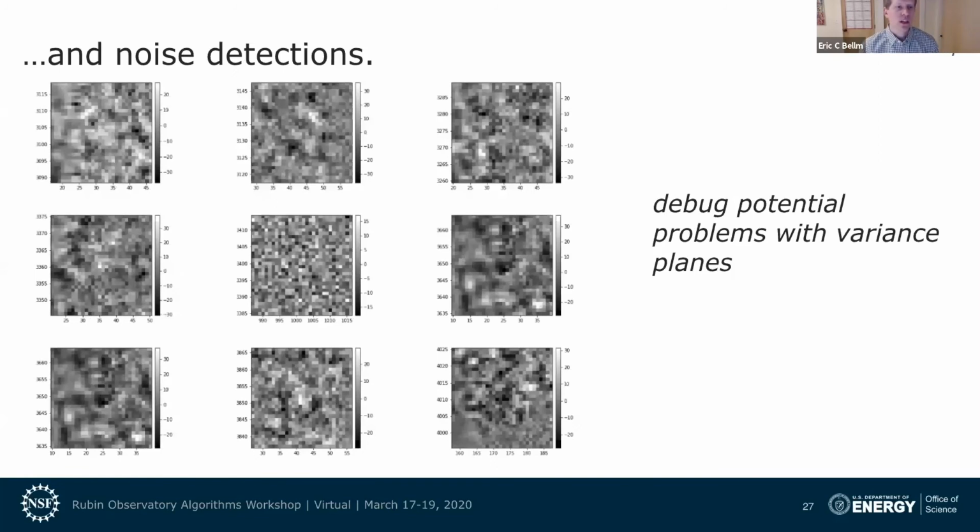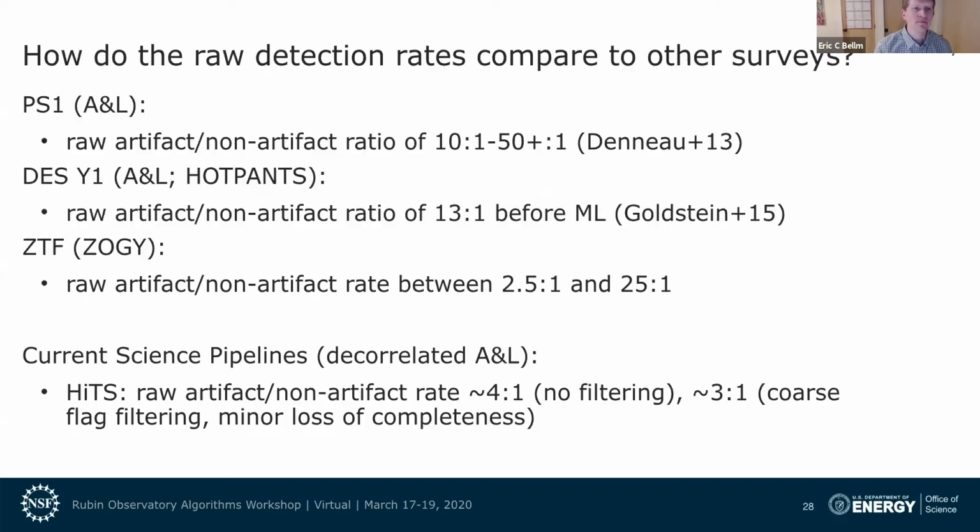And then there's a surprising number of detections where you look at the cutout and you say there's nothing there. So you can sort of see some maybe interpolation or background shifts in these cutouts. So this is something where we need to dig in and look and see if the variance planes are misscaled or something like that, and get rid of these.